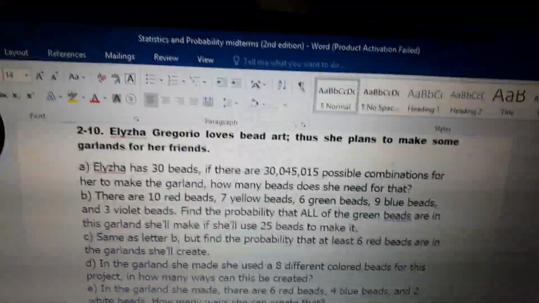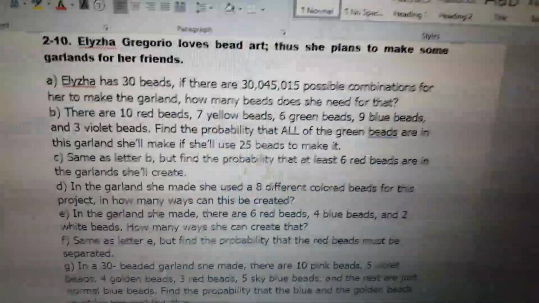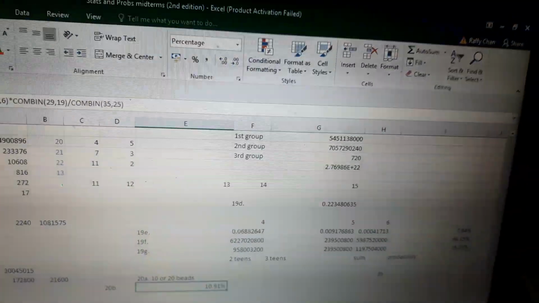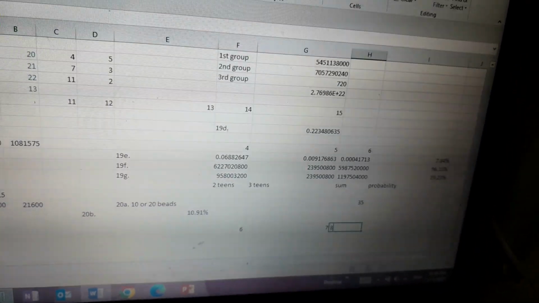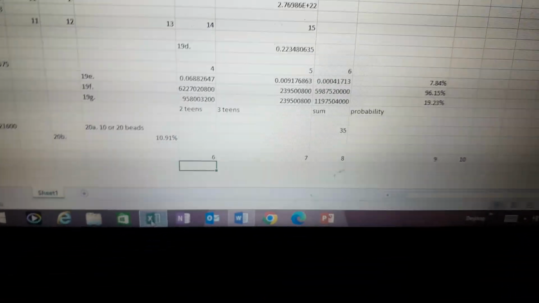But this time, find the probability that at least 6 of the red beads are in the garland she'll create. So that involves a probability that includes combination. So here's how we're gonna do it. We'll list 6, 7, 8, 9. How many red beads do we have? 10, right? So now we have to apply combination probability involving that.